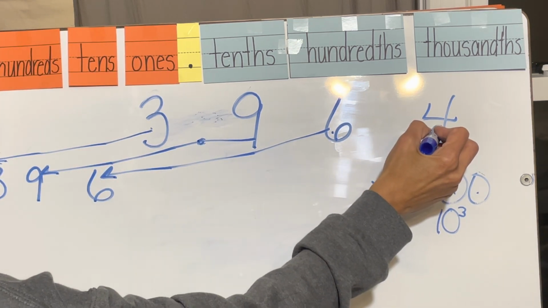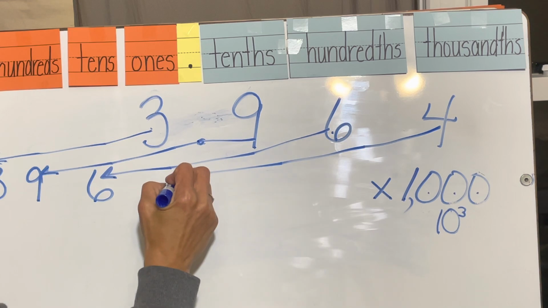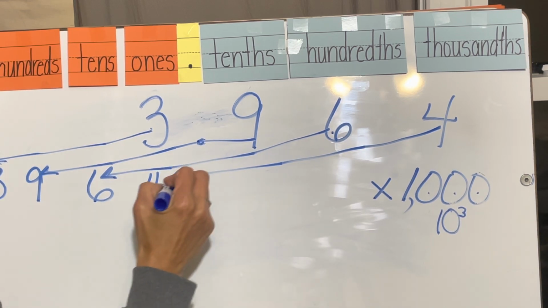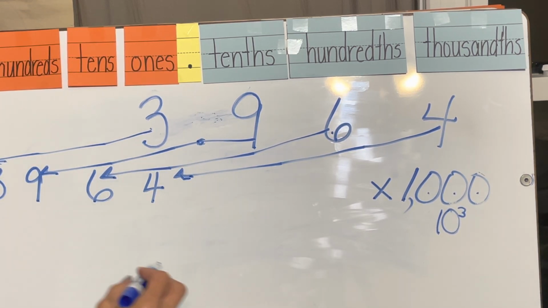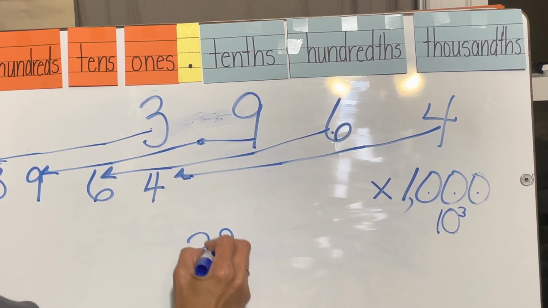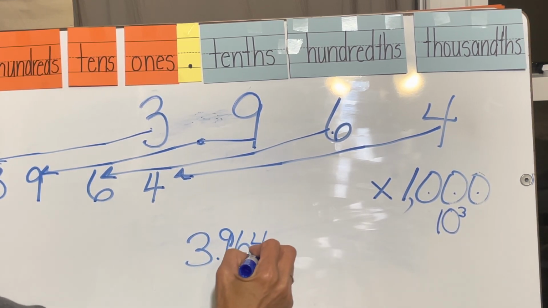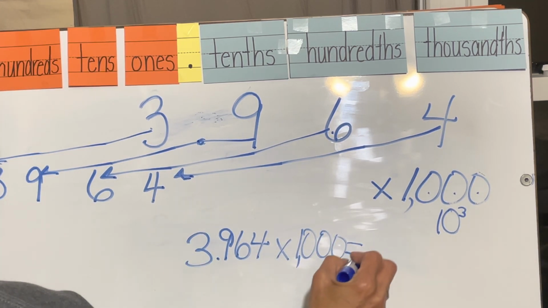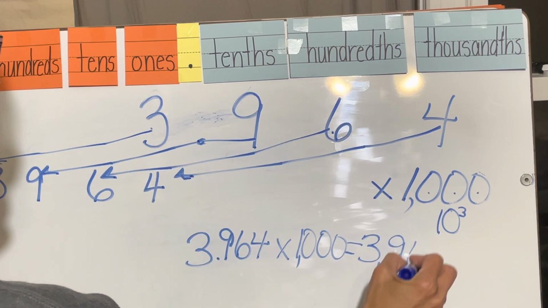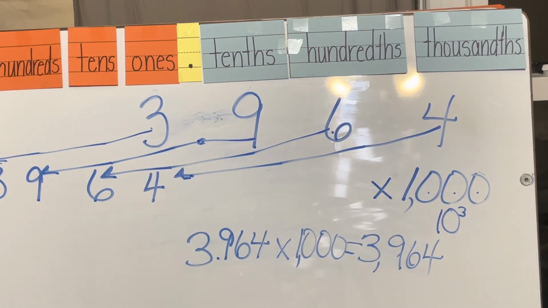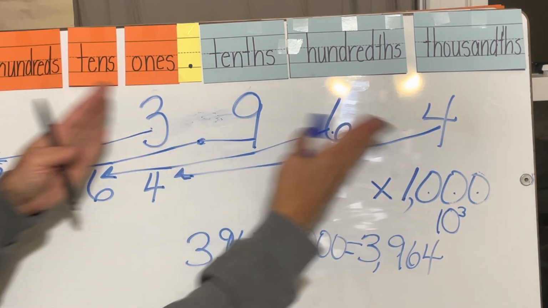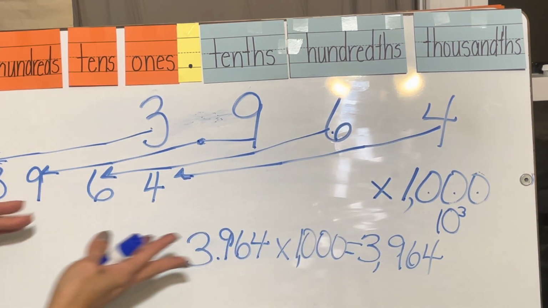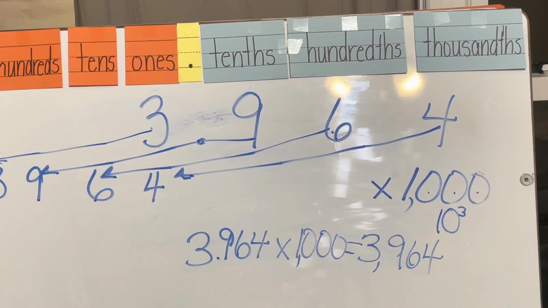And then move the 4 three places: 1, 2, 3. All right. So we've got 3 and 964 thousandths times 1,000 becomes 3,964. All right. Do you see how I'm using this place value chart to move my numbers, manipulate my numbers, in order to multiply them by a power of 10?